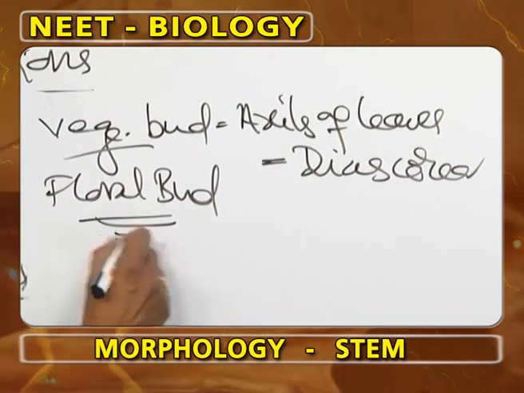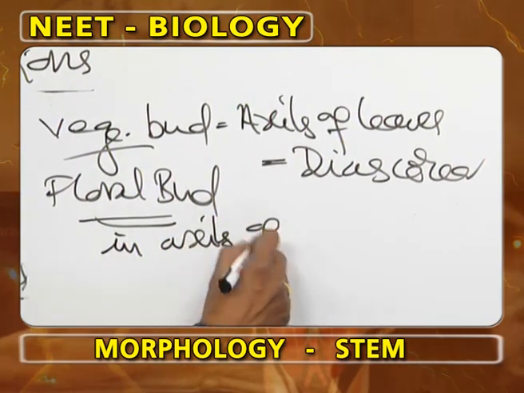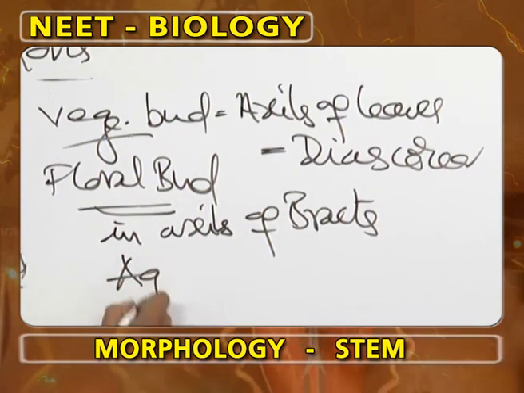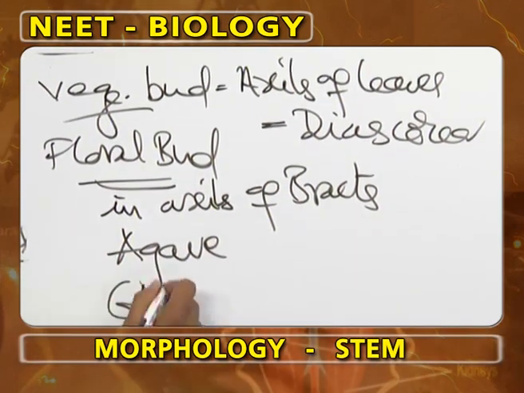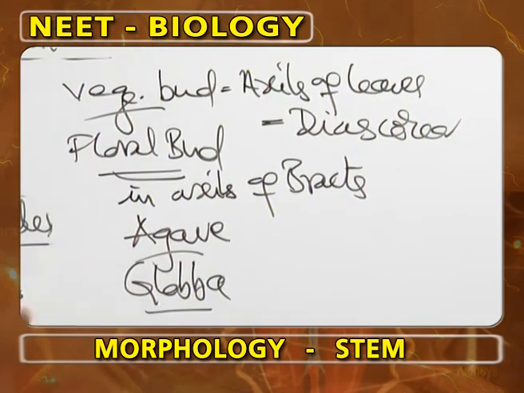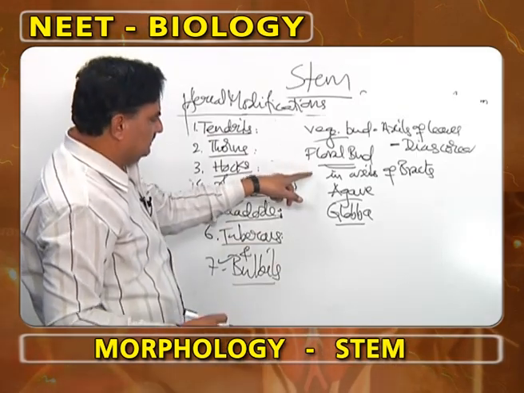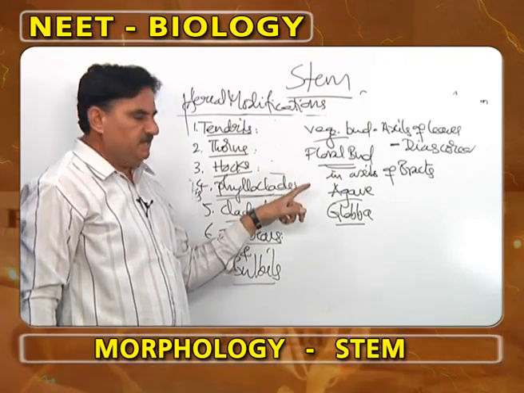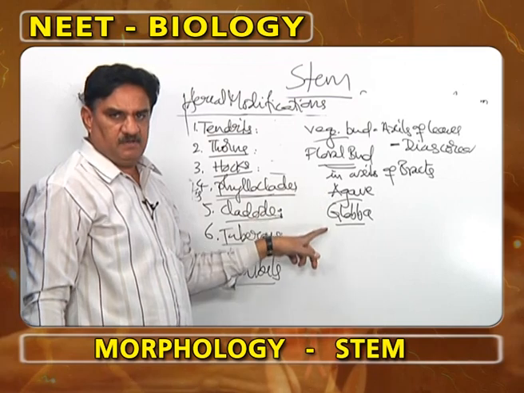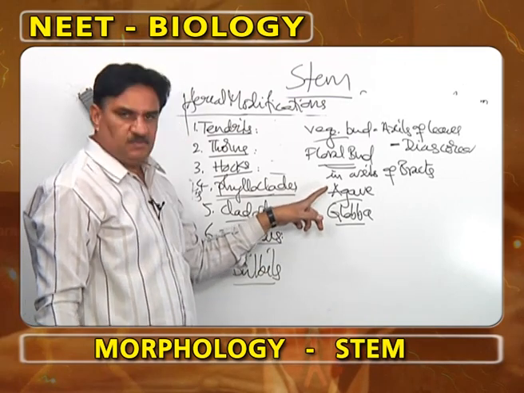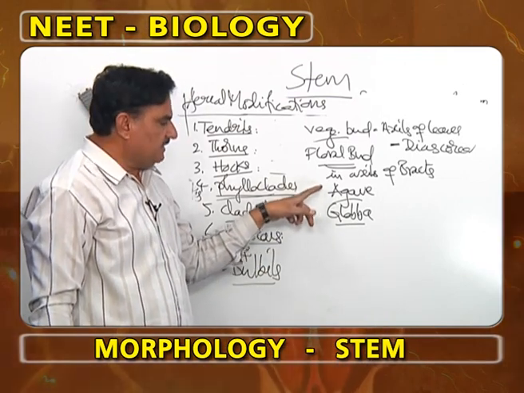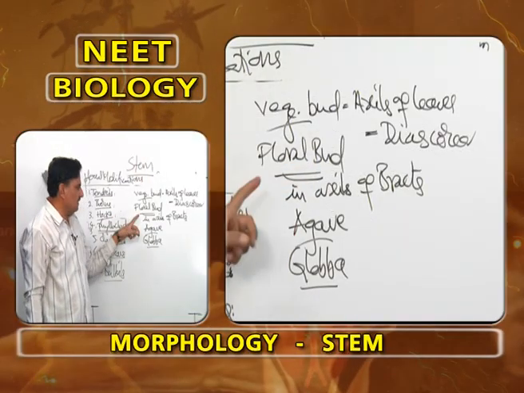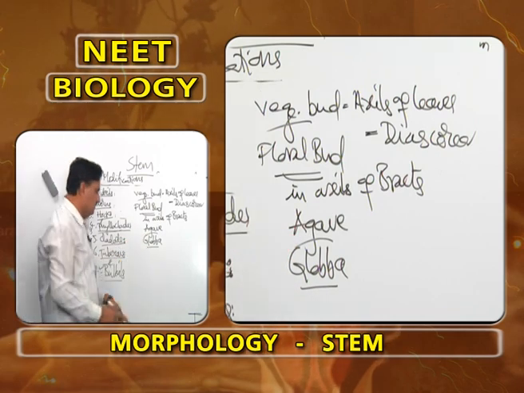A floral bud in the axils of the bracts becomes a bulbil in Agave and Globba, Agave americana and Globba bulbifera. The special feature is that vegetative propagation with bulbils totally depends on sexual reproduction in Agave and Globba. Why? Because only after the formation of the inflorescence, bracts and other things, bulbils are formed. So, sexual reproduction and vegetative propagation are linked in Agave americana and Globba bulbifera.